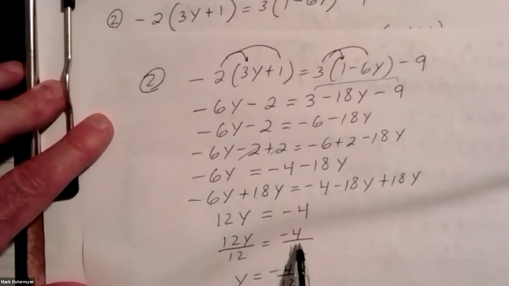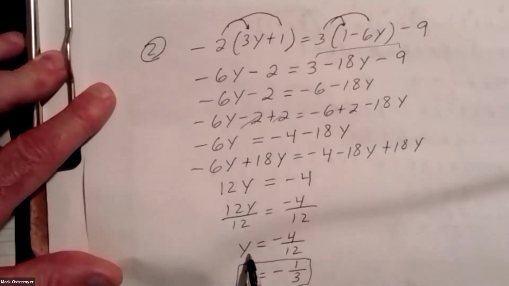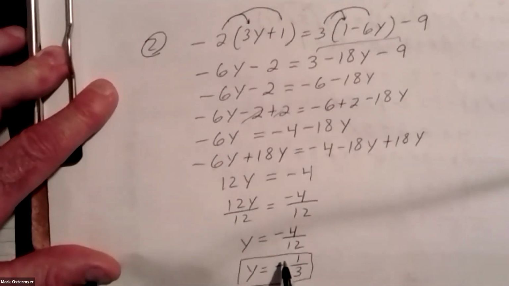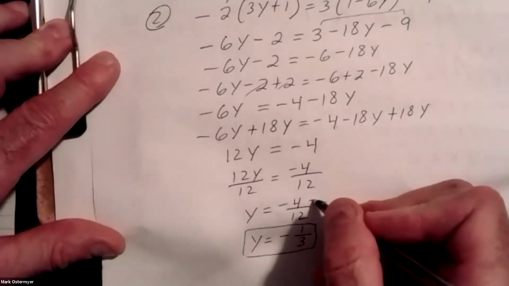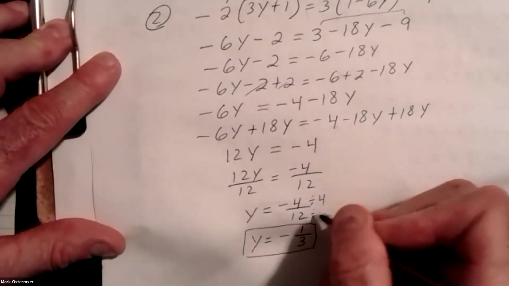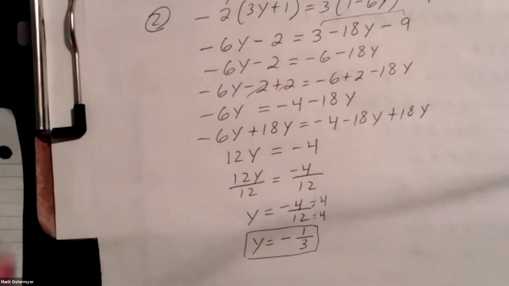And when we divide both sides by 12, our result is going to be y, or 1y, equal to -4/12. But -4/12 reduces down, ladies and gentlemen, to what? -1/3. Do you agree? Nice job. I did hear somebody got -1/3. Congratulations. That's quite an equation.